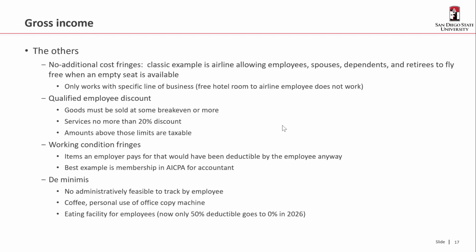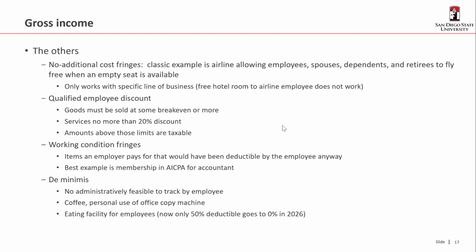De minimis fringe benefits are ones that are just administratively difficult to track by employee. So let's say you have a coffee machine, right? You give free coffee to everyone. Are you making everyone log in how many cups they had each day, whether it was decaf or caf, how much sugar they used, how much Equal, right? No, everyone just takes coffee because it would be a pain to figure out who's taking how much, and so de minimis is excluded.